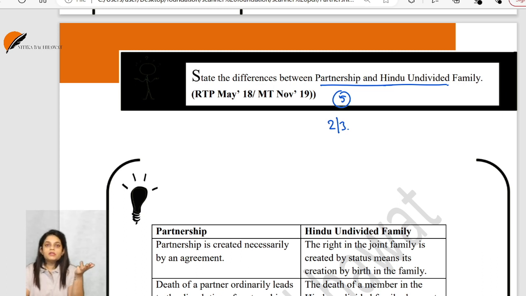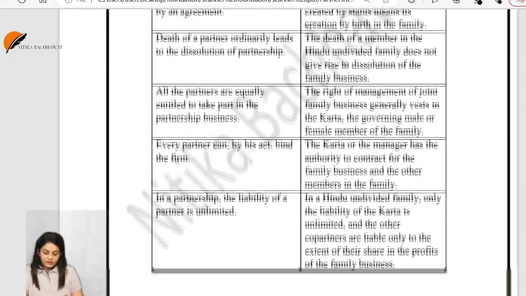Death of a partner results in the dissolution of the firm. Death of the Karta does not result in the dissolution of the HUF. The next eldest member becomes the Karta of the family. Then every partner has a right to check the books of accounts, but in case of HUF, only the Karta has a right to check the books of accounts. Partnership is governed by the Partnership Act, HUF is governed by Hindu law.